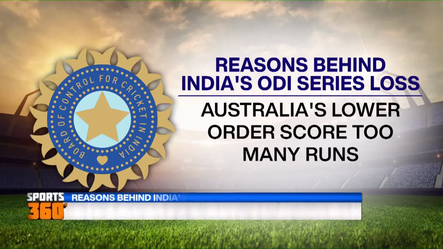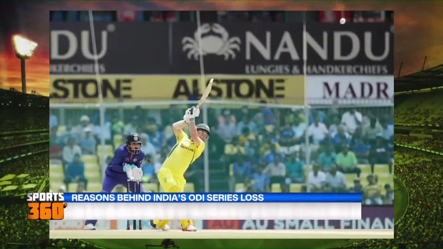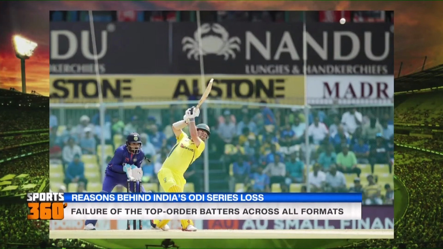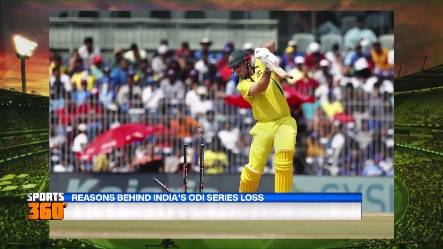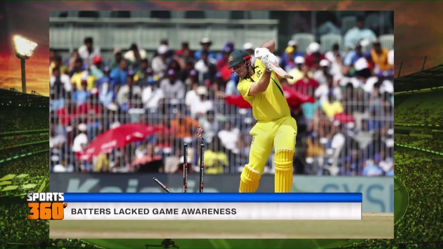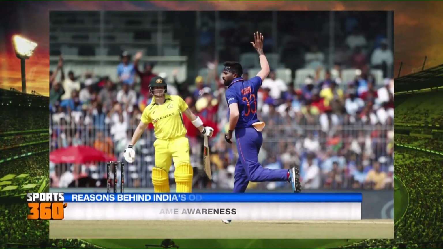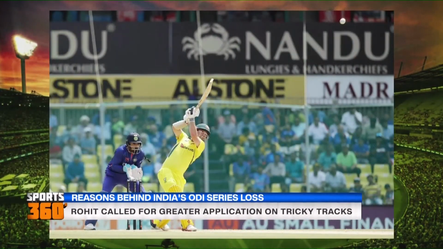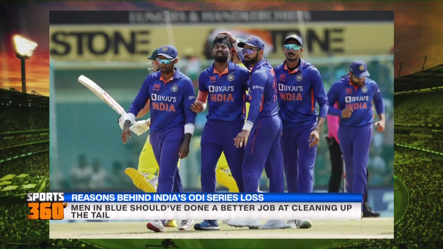Australia's lower orders scored too many runs. With only 3 wickets left to take, Rohit Sharma and company were expected to wrap up the innings quickly. But Sean Abbott, Ashton Agar, Mitchell Starc and Adam Zampa, the visitors' last 4 batters, added a combined 63 runs, hitting 3 fours and 3 sixes between them. Australia were eventually bowled out for 269 with 1 over to spare, and the runs that their lower order made proved to be the difference in the end. The men in blue should have done a better job at cleaning up the tail.